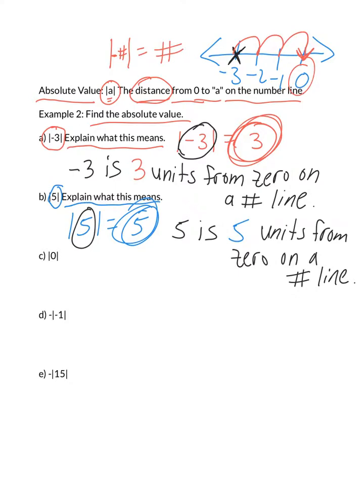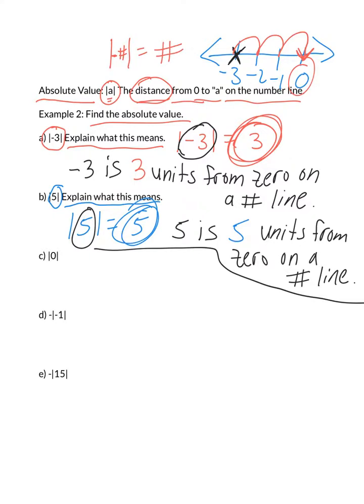So any solo number inside absolute value bars, the only thing that happens is the negative sign goes away. All right, so then they're going to try to amp it up a little bit more in the MyMathLab homework.